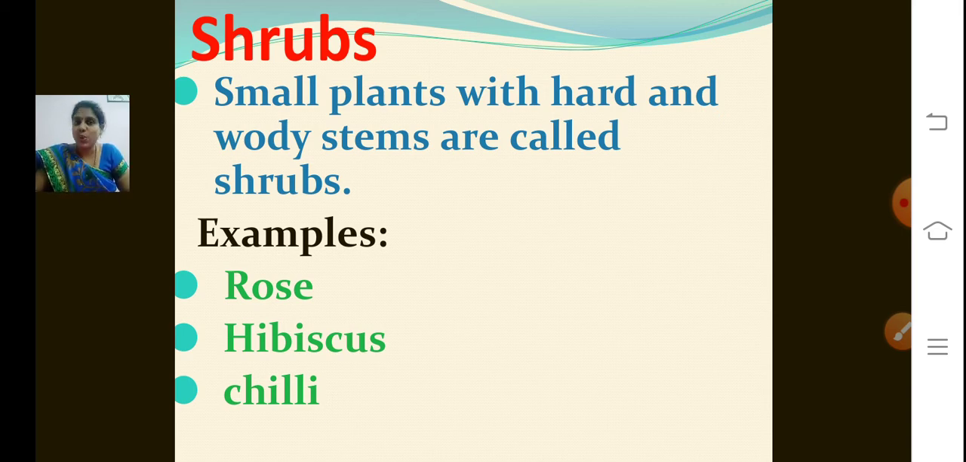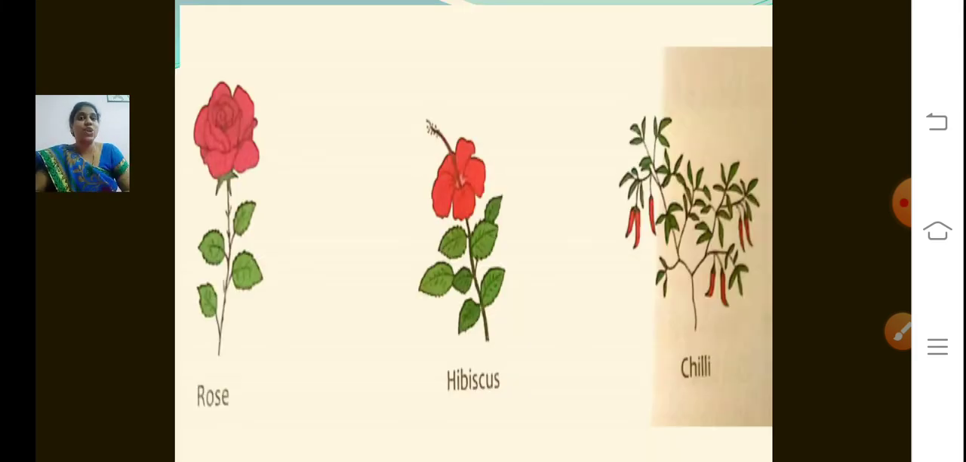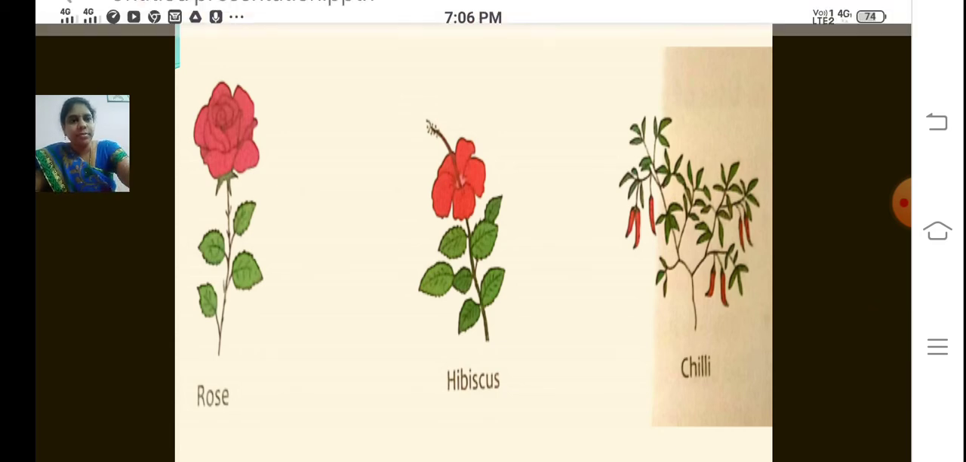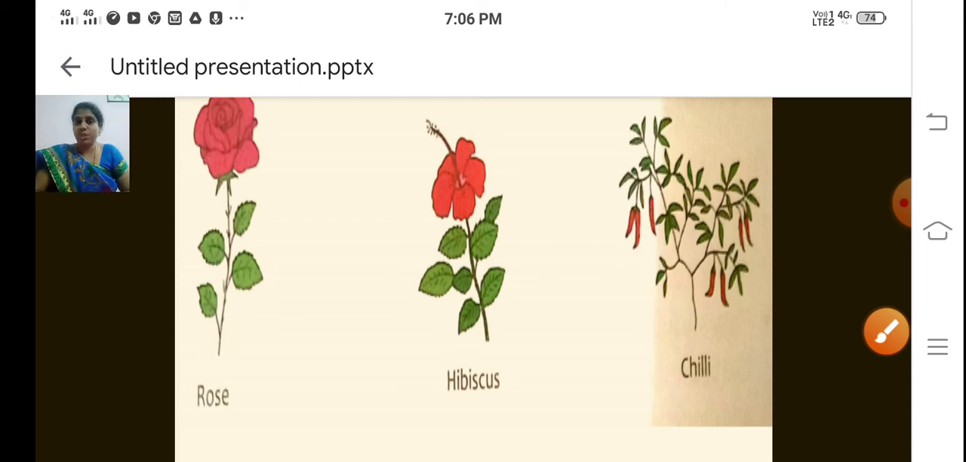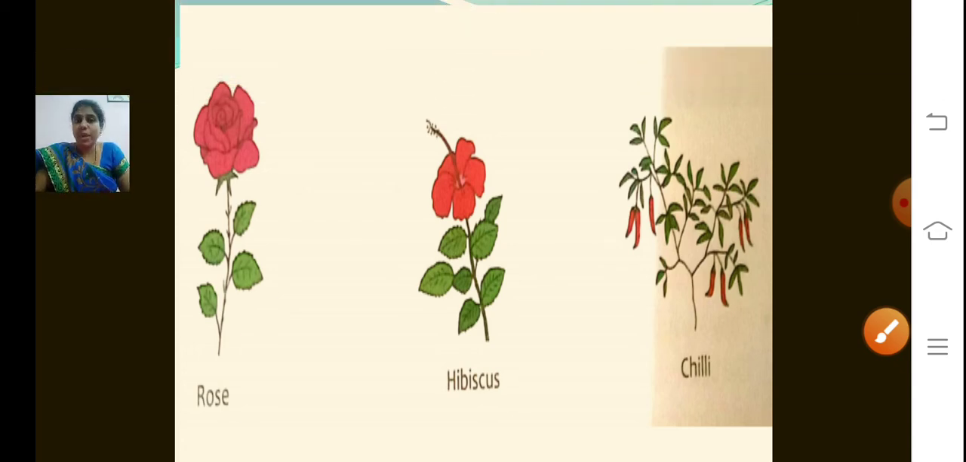Small plants with hard and woody stems are called shrubs. Example, rose, hibiscus. Just see, these are all examples of shrubs. Rose, hibiscus, chilli. Just see, the stem is a little thick. So examples of shrubs are rose. It is also a small plant. Examples, rose, hibiscus, and chilli.